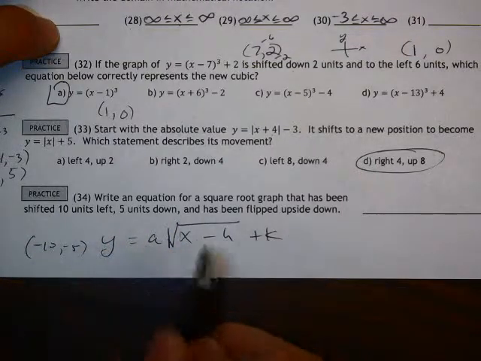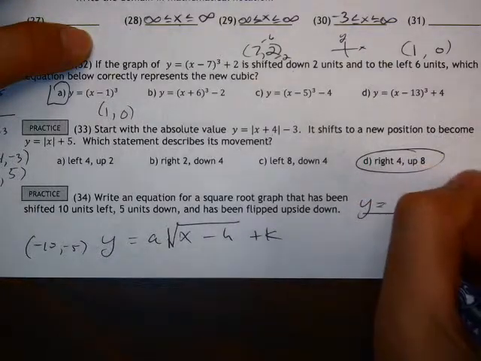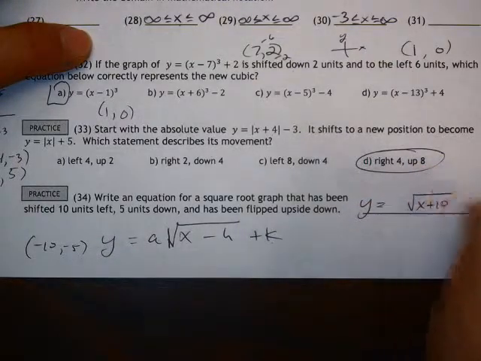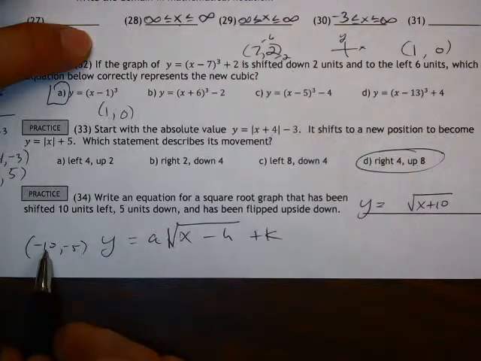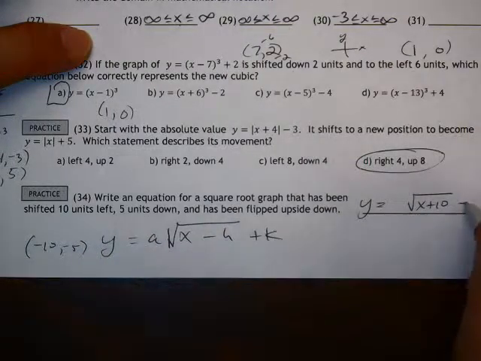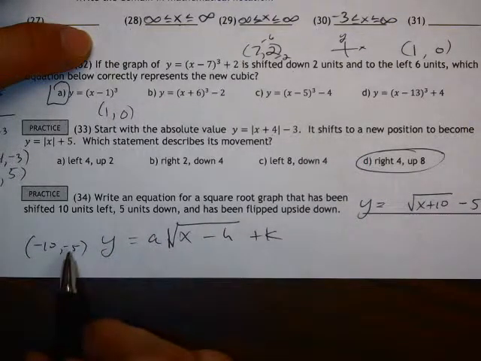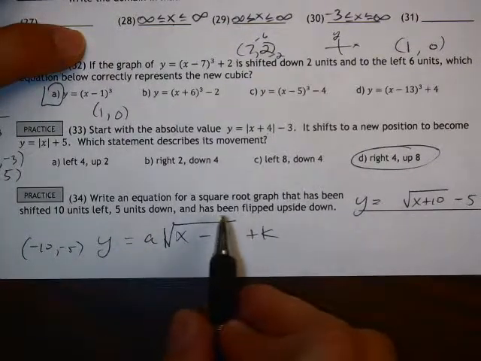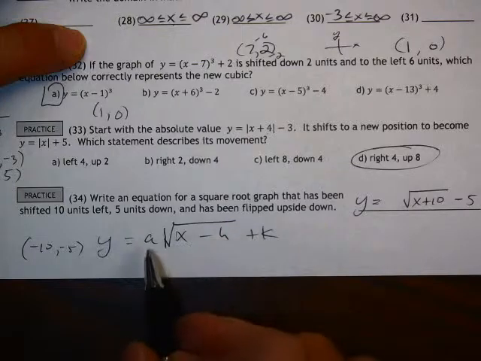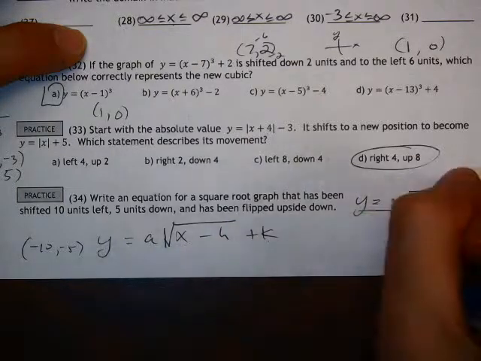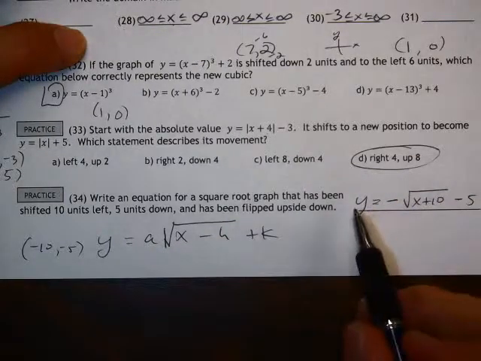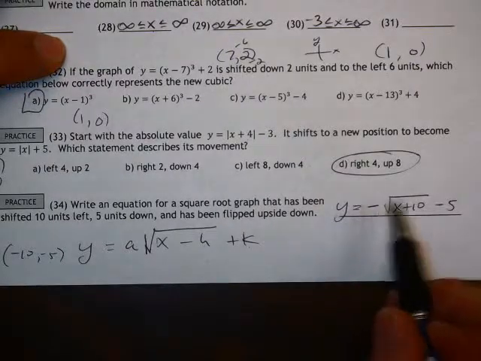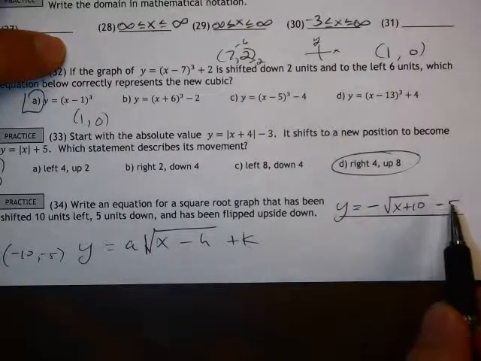So this inside here becomes x plus 10. That'll give me this negative 10. 5 units down, outside the symbol, minus 5 here, that gives me the minus 5 here. And then the only other thing is that it has to be flipped upside down, and that means that, remember, the a value then has to be negative. So my equation ends up being y equals negative square root of x plus 10 minus 5.